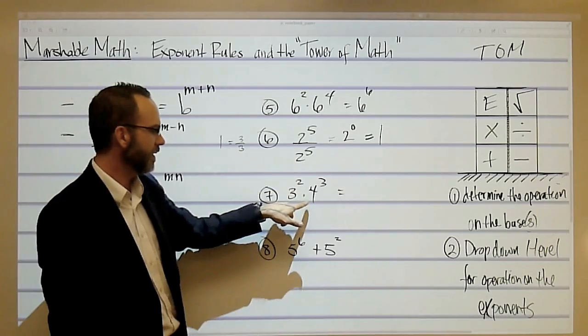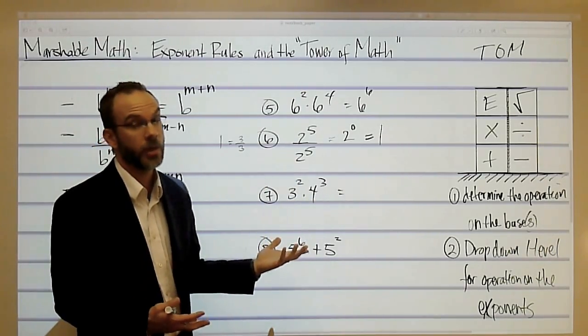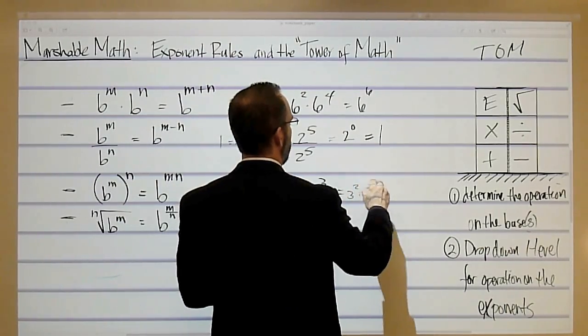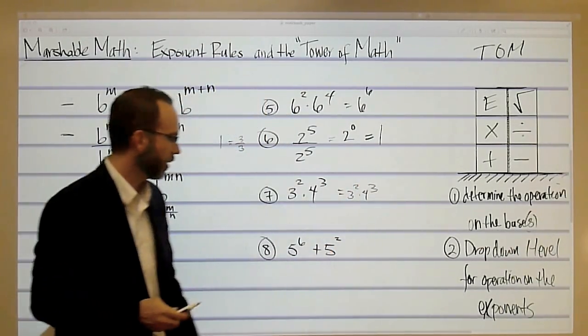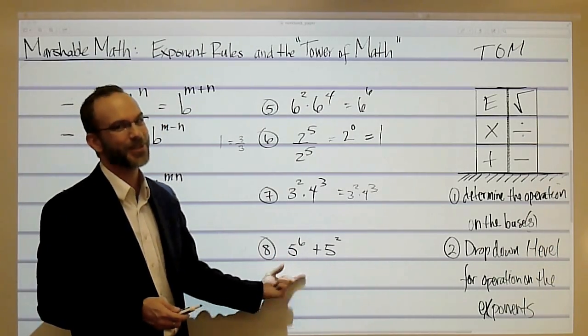I'd have to make this 9 and this, what is 4 cubed? 64? 9 times 64? Something like that. But I couldn't do an exponent rule on it. So this one stays put. 3 squared times 4 cubed, I guess. There's nothing really I can do with that one. And did this one get you? Yeah, this one was a surprise too.